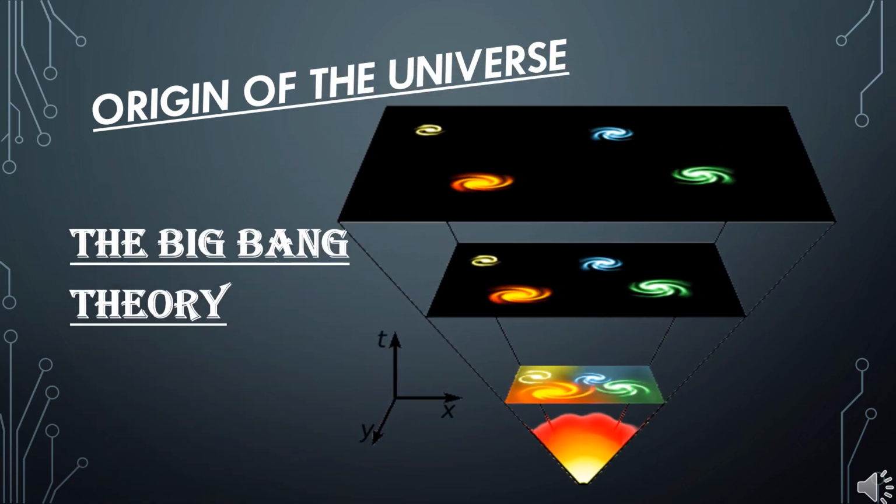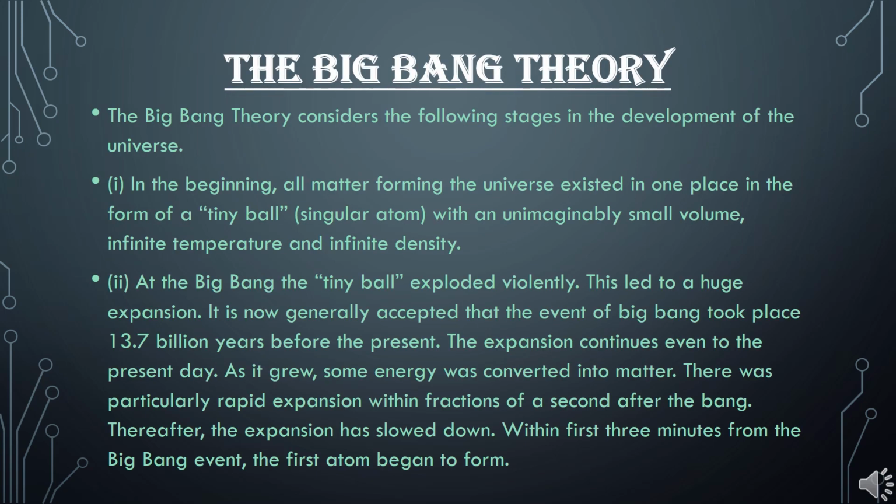Origin of the universe. Figure shows the representation of Big Bang Theory. The Big Bang Theory considers the following stages in the development of the universe. In the beginning, all matter forming the universe existed in one place in the form of a tiny ball, a singular atom, with an unimaginably small volume, infinite temperature, and infinite density. In the second stage, at the Big Bang, the tiny ball exploded violently. This led to a huge expansion. It is now generally accepted that the event of Big Bang took place 13.7 billion years before the present. The expansion continues even to the present day.